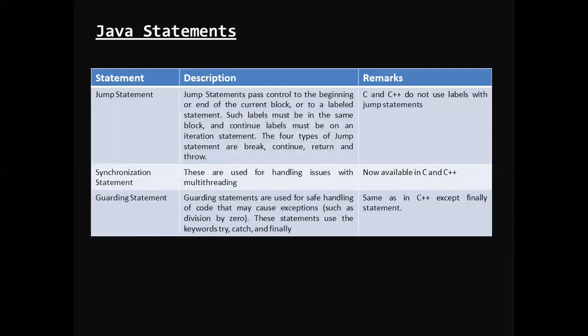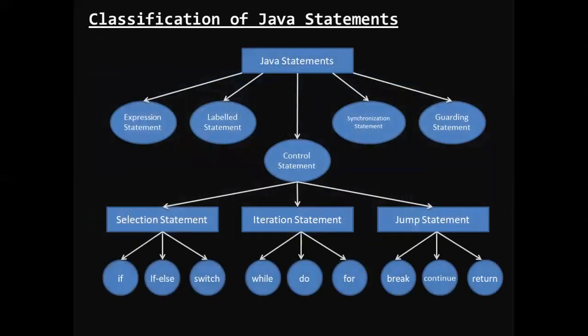Jump statement. Jump statements pass control to the beginning or end of the current block, or to a labeled statement. Such labels must be in the same block, and continue labels must be on an iteration statement. The 4 types of jump statement are break, continue, return and throw. Synchronization statement: these are used for handling issues with multithreading. Guarding statement: guarding statements are used for safe handling of code that may cause exceptions, such as division by 0. These statements use the keywords try, catch, and finally. Please find this figure to understand the classification of Java statements.